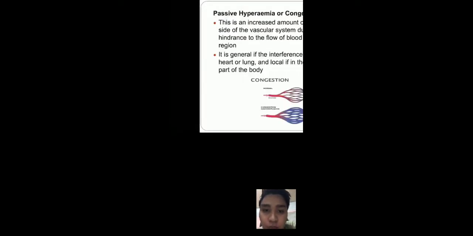So next is passive hyperemia or congestion. This is an increased amount of blood flow in the venous side of a vascular system. This might be due to a vascular lesion or injury. As we see in the illustration, the unoxygenated blood from the venous side is more when the congestion happens. Acute general passive hyperemia is an increased amount of blood in the veins. It is only temporary.